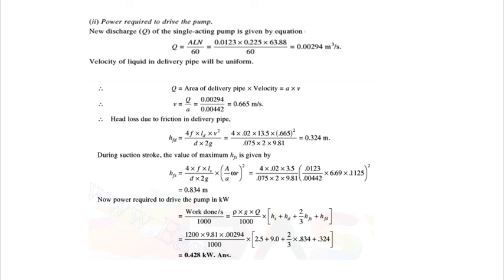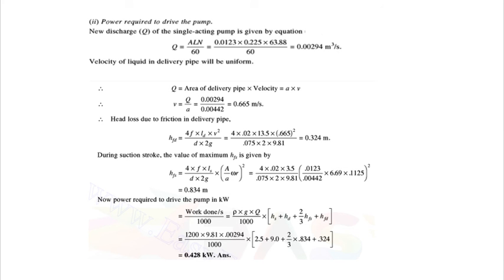Next you have to calculate the power required to drive the pump. You all know that the discharge of the single acting pump is given by ALN by 60. All the values are given in the question, so you can calculate the value of Q. The velocity of liquid in the delivery pipe will be uniform. Why will it be uniform? Because an air vessel is fitted in the delivery pipe.